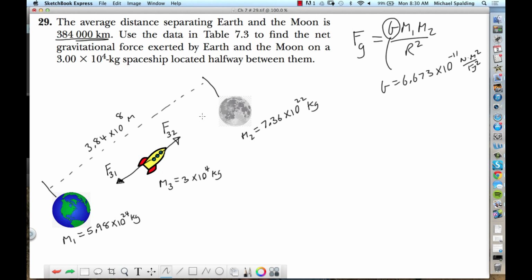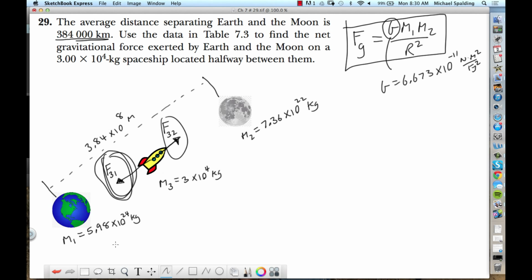All right, now, are these two forces going to be perfectly equal? Are they going to cancel each other? In fact, before we do any calculations, which of these two forces will be bigger? Will F31 be bigger or will F32 be bigger? So look at this equation up here. Which force is going to win? F31. Why is F31 going to win? Because the Earth has a larger mass.